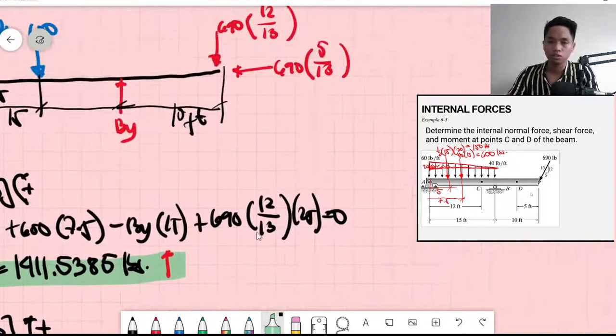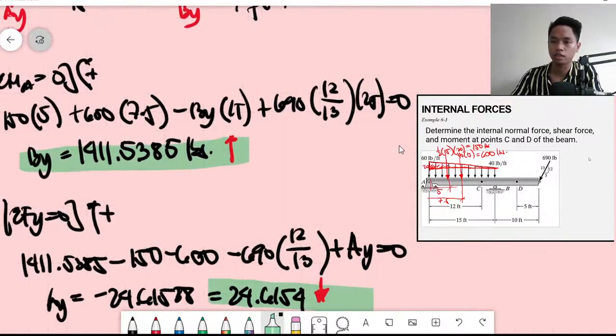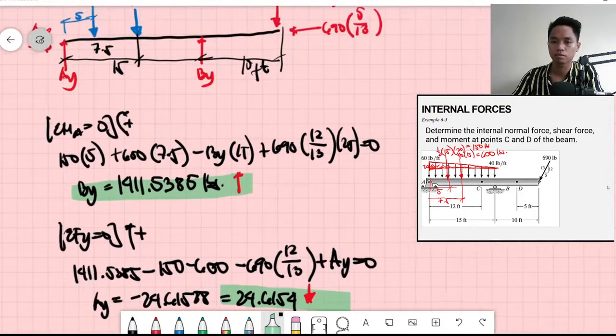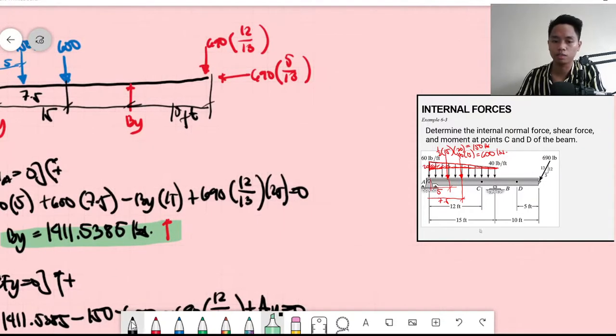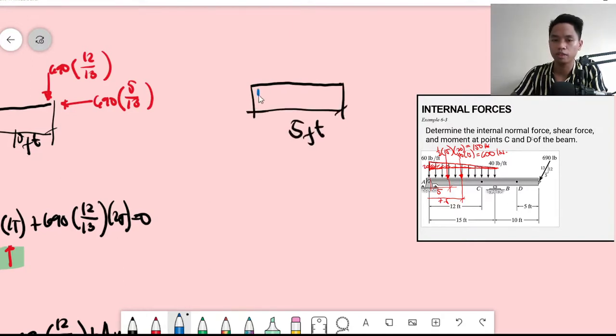Okay, now we have the reactions. Then, let's just choose where to start. Let me place it here. Where is C? C is somewhere over here. The distance is 12. Okay, later on. Let's start with D. So, we can just use this segment here. The last segment is 5 feet. This is our point D.